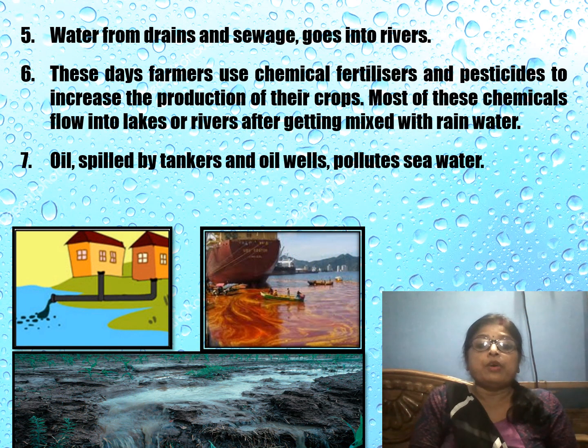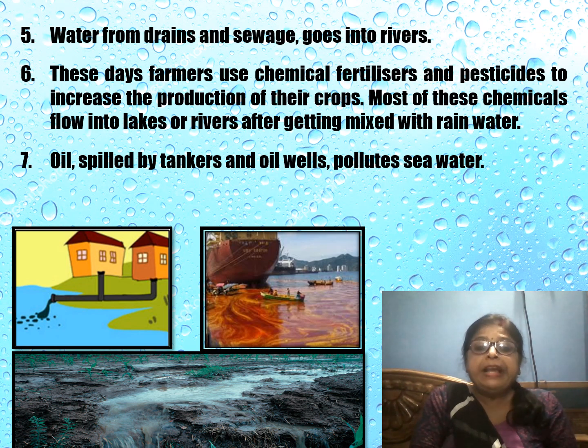Now water from drains and sewage also goes into the river, and it makes the water impure. These days farmers are using fertilizer to enrich the productivity and pesticides for killing the pests which are harmful for the crops, and most of these chemicals flow into the lakes and mix with the water, and which make it impure.